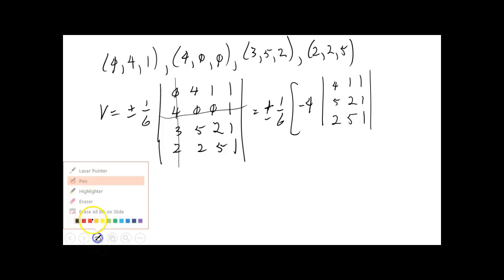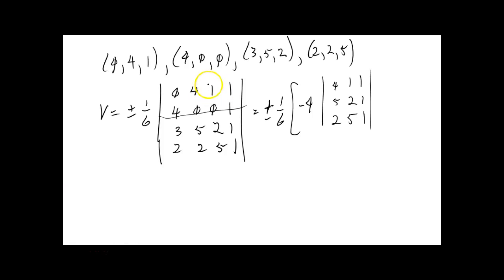Then we also wipe out this one. Okay? Same horizontal. And that's in a plus, minus, plus, minus, plus position. So it's plus 1 times the determinant of what's left. And that's a 0, 4, 1, 3, 5, 2, 2, 2, 5.